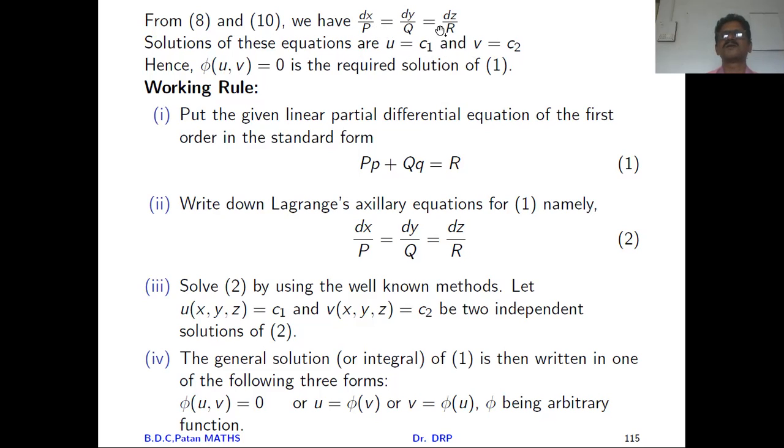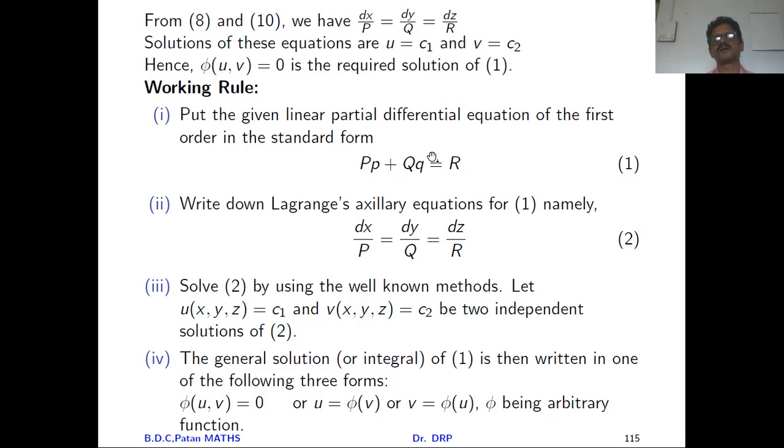And this is nothing but simultaneous linear equations, and we have already studied that as a topic under second order differential equations. In that case, we obtain u equal to c1 and v equal to c2 as two solutions of this equation. But the general solution of the equation Pp plus Qq equal to R is phi of u equal to 0. So see what the working rule is.